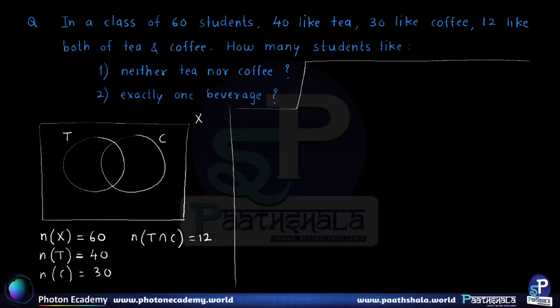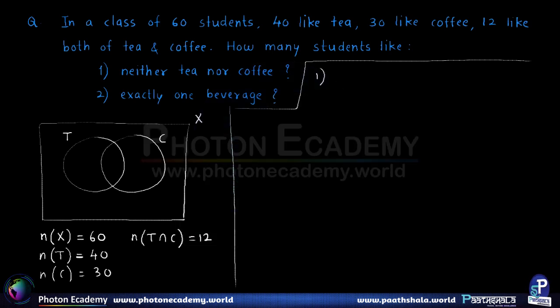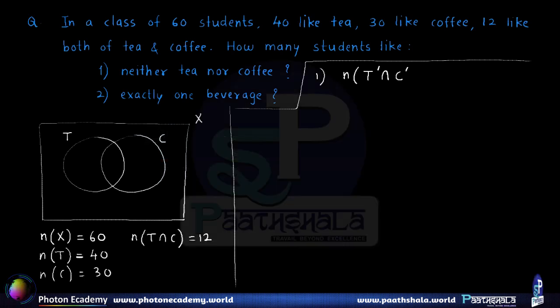Now let us see the first question, that is how many students like neither tea nor coffee. So neither tea nor coffee means we don't want tea as well as we don't want coffee, and we want to find how many students are there like this. So that is nothing but neither tea means T complement nor coffee means C complement, and we want both of these together, that is T also has to be excluded and C also to be excluded. So therefore we must take the intersection.